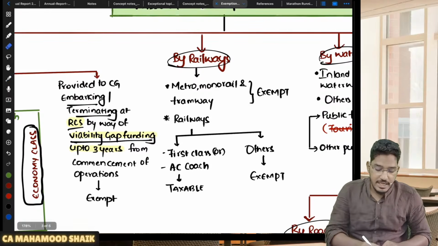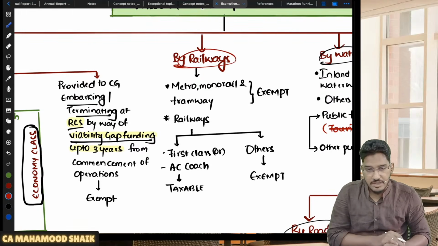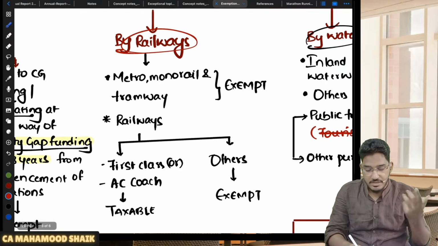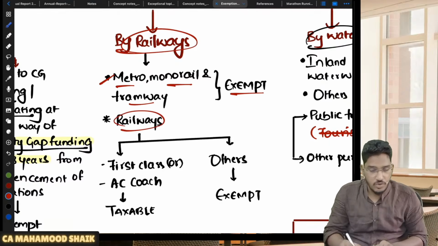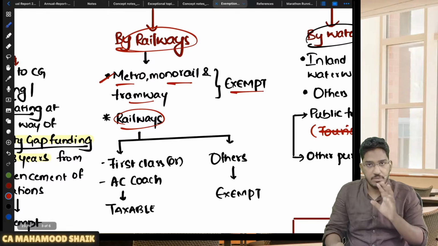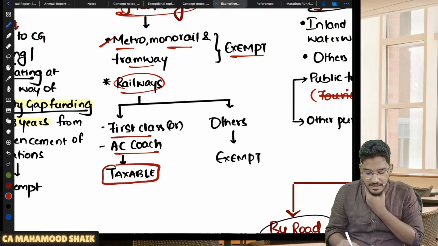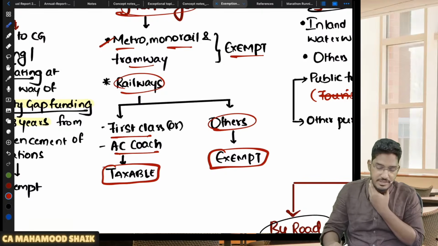Okay. Next, in case the passenger transportation service is happening by railways. If the passenger transportation service is happening in metro, monorail and tramway, it is exempt. Railways, normal railways, not metro, monorail, tramway, normal Indian railways: if you are availing the transportation services traveling in a first class or air conditioned coach, then it will be taxable. Others, other than first class or air conditioned coach, will be exempted. No need to pay GST on it.